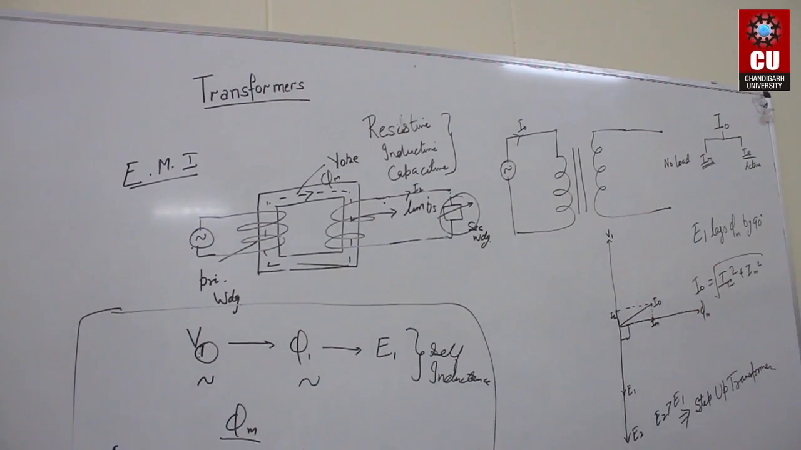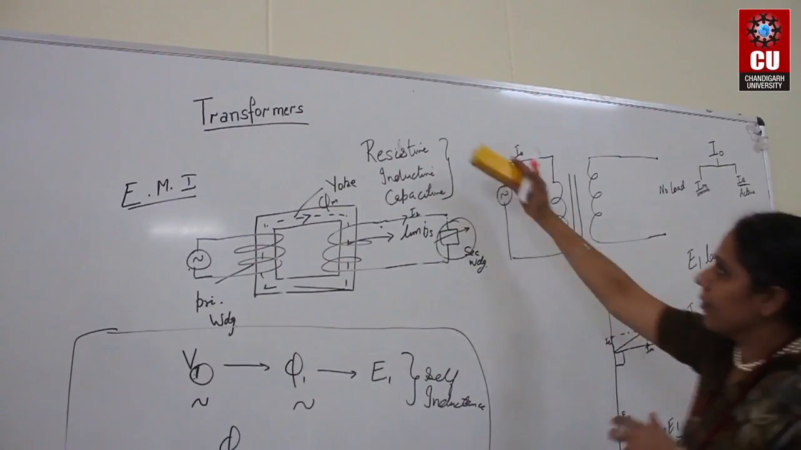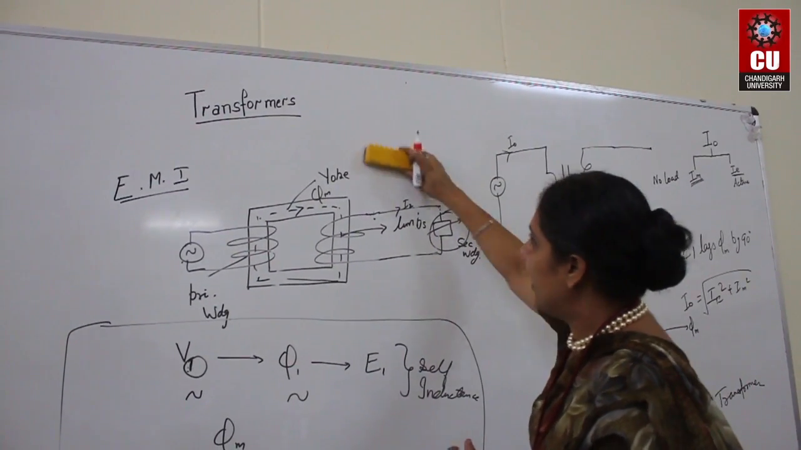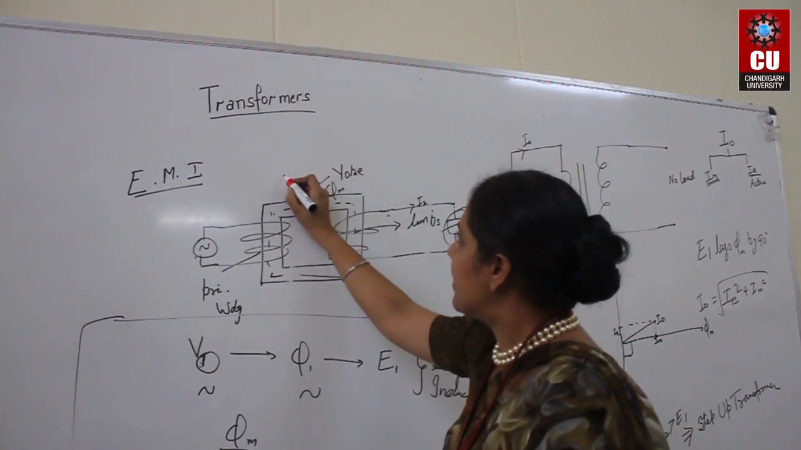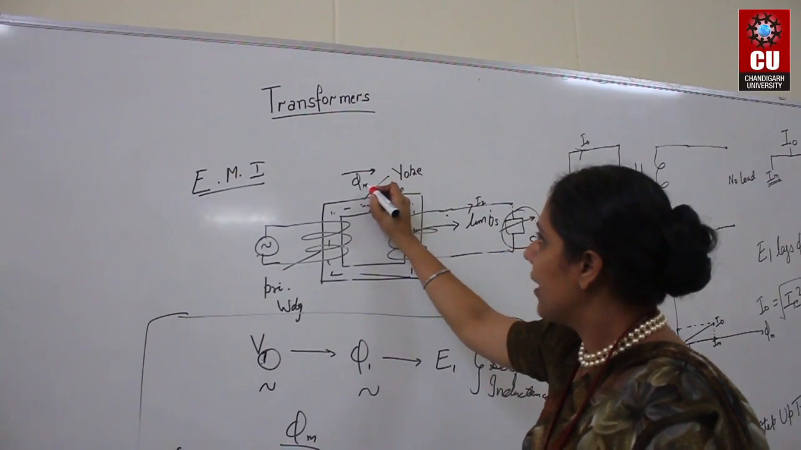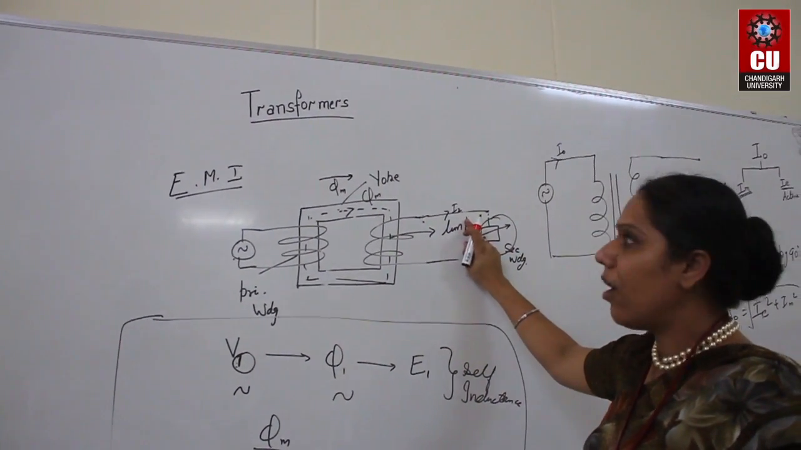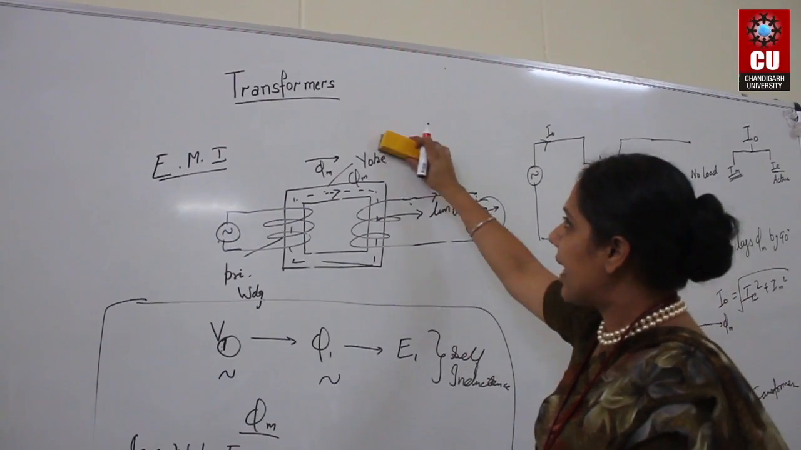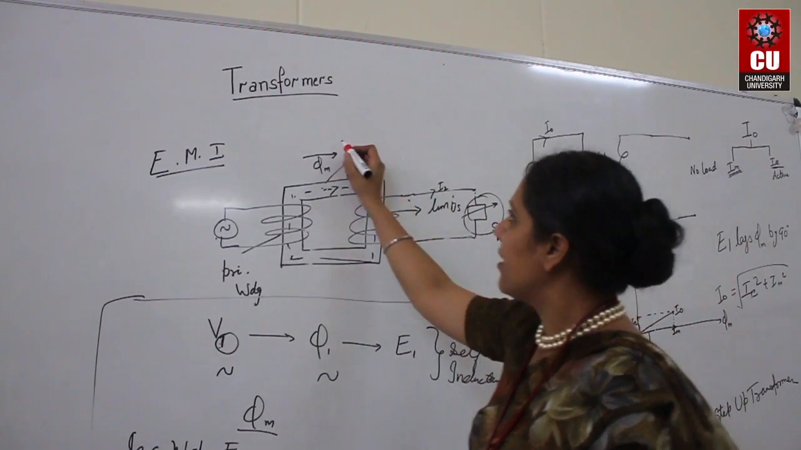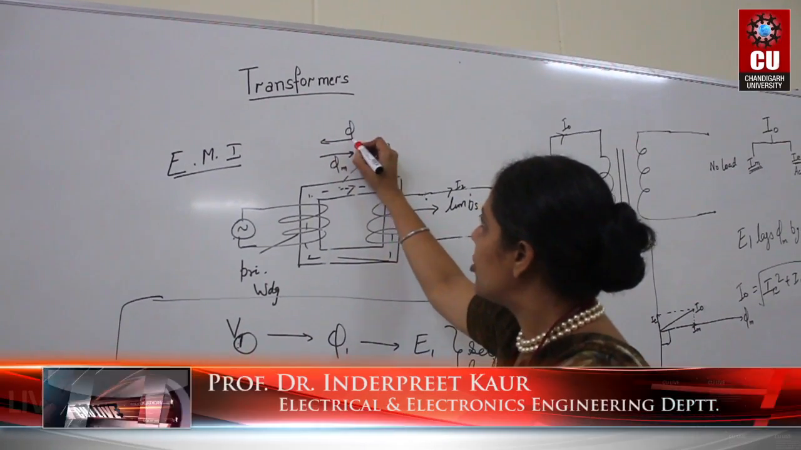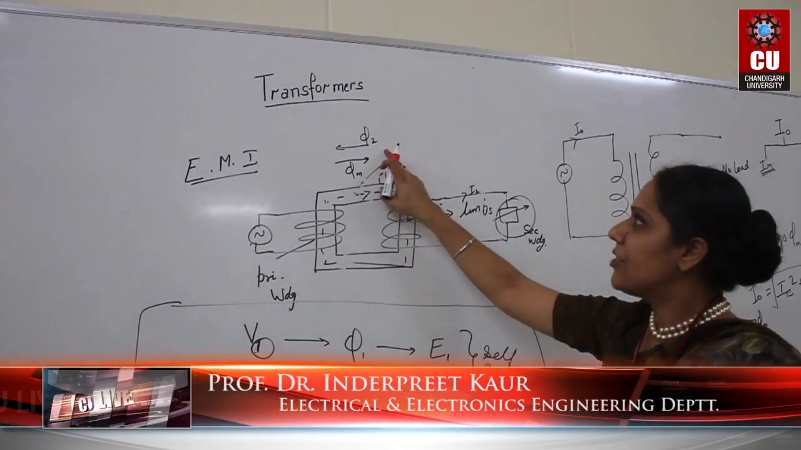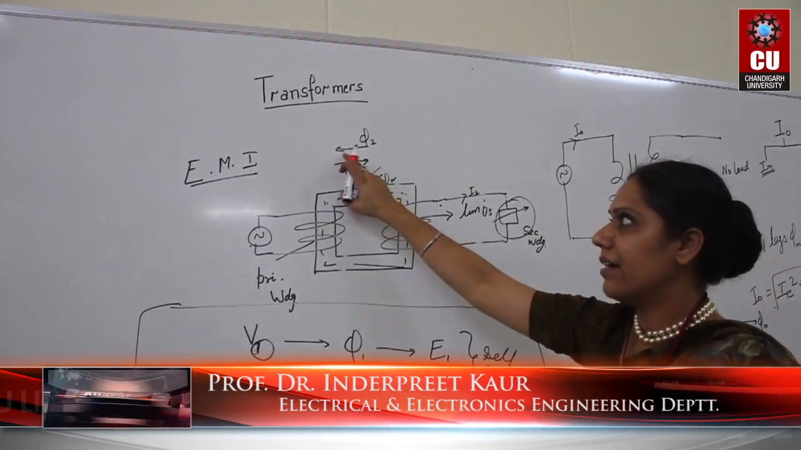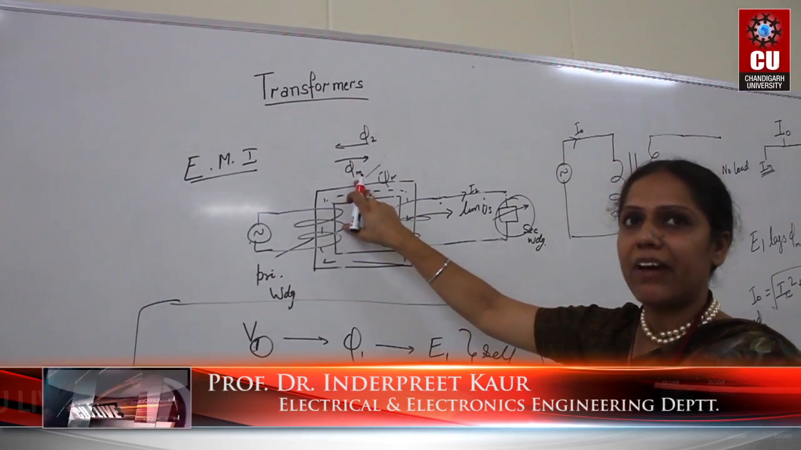So in this case, we can show that when the transformer is on load, this is the direction of phi m. Due to this I2 or the mutual inductance, the secondary current also has a flux that is such as to oppose its cause. The cause is phi m, so the direction of phi2 is in opposition to phi m.